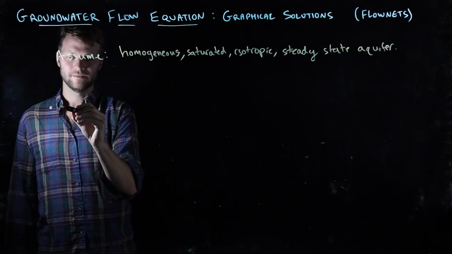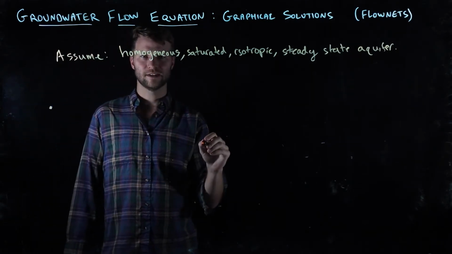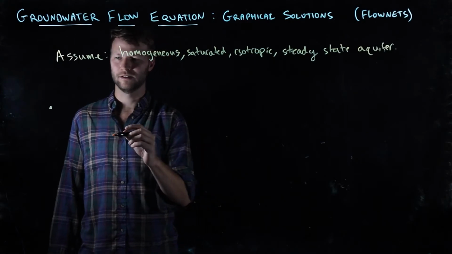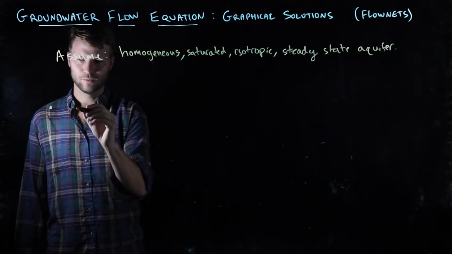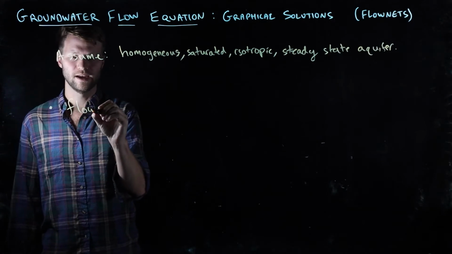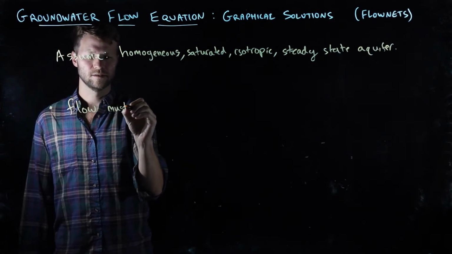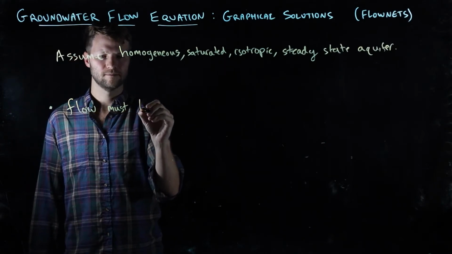So we know that if we were to draw lines of constant head in the subsurface, those lines would be called equipotentials. And we know that flow must be everywhere perpendicular to these equipotential lines.